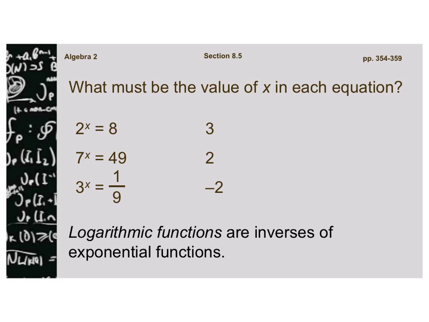What must be the value of x in each equation? Well, since we know that 8 is 2 to the 3, then x has to equal 3. And we know that 49 is 7 squared, so x has to equal 2. All right, to get this 9 into the numerator, we may give it a negative exponent, to the negative 1. Now we express 9 as a base of 3, so we get 3 to the negative 2, which means that x has to equal negative 2.